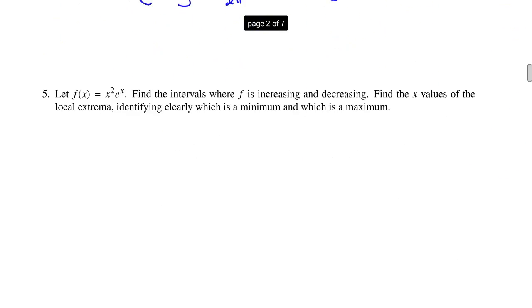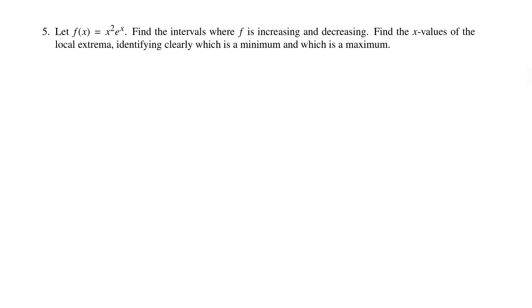Question 5. Let f of x equal x squared times e to the x. Find the intervals where f is increasing and decreasing. Find the x values of the local extrema, clearly identifying which is the minimum and which is the maximum.